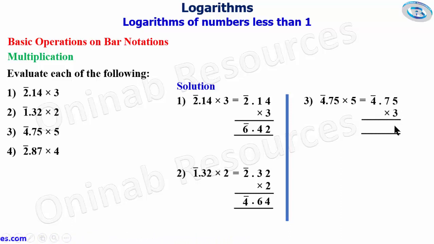3 times 5 gives 15. You write 5 carry 1. 3 times 7 gives 21 plus 1, 22. You write 2, and carry our 2 to the integer part here.